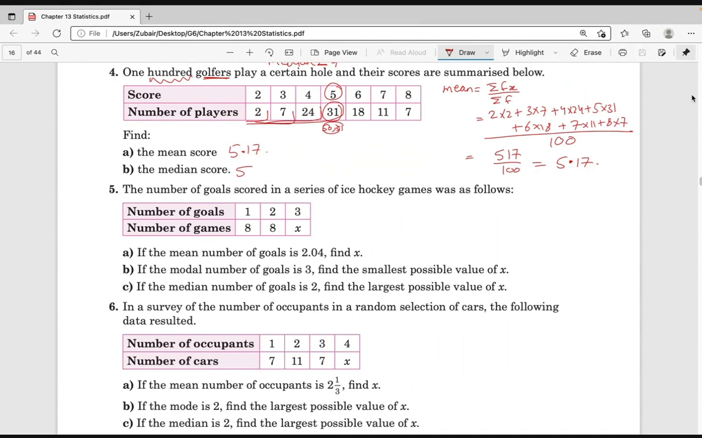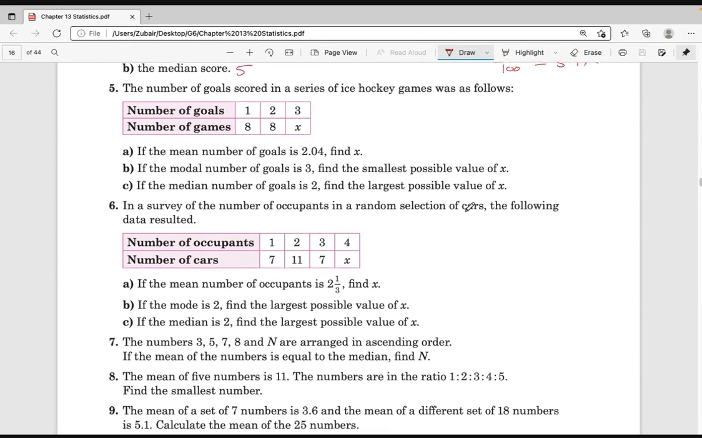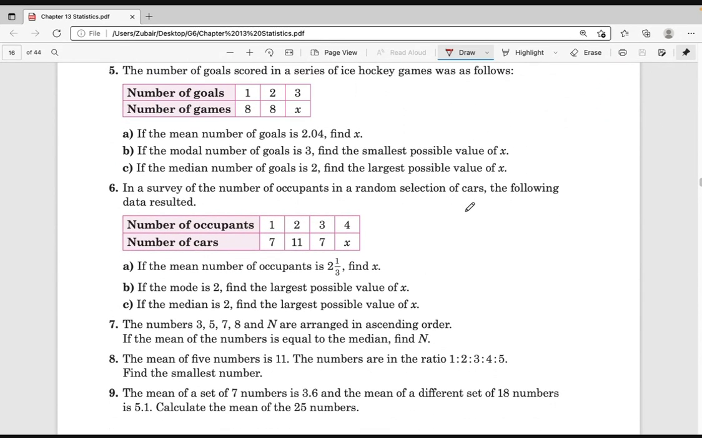Question 5 is getting interesting. If the concept is clear, we'll be able to do question 5 and so on. Now, median and mean would be given, and we'll find those numbers. Question number 5. The number of goals scored in a series of ice hockey games was as follows. Number of goals 1, 2, 3. Games were 8, 8, and unknown. Mean is given. Find x.